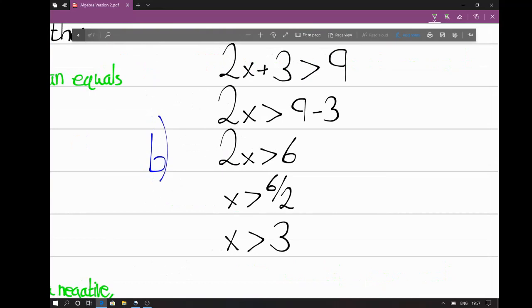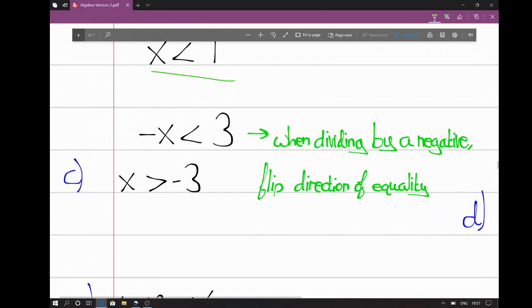Moving on to something a little more complicated, 2x plus 3 greater than 9. Subtract 3 on both sides, you're going to have 2x greater than 9 minus 3. That's going to be 2x greater than 6. Divide on both sides by 2, and then you're going to end up with x is greater than 3.